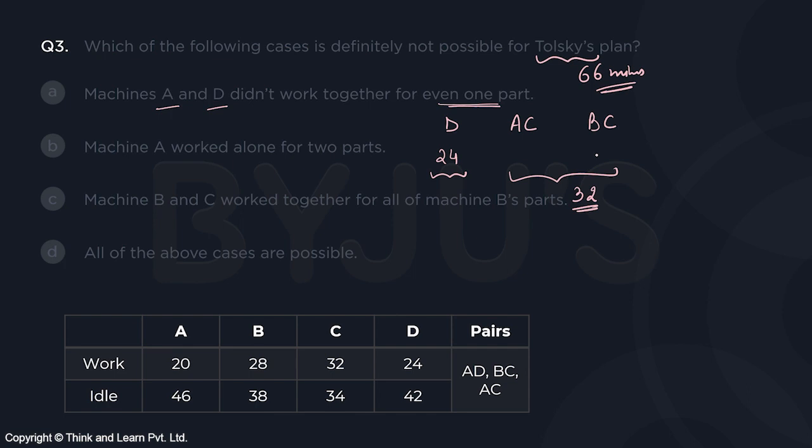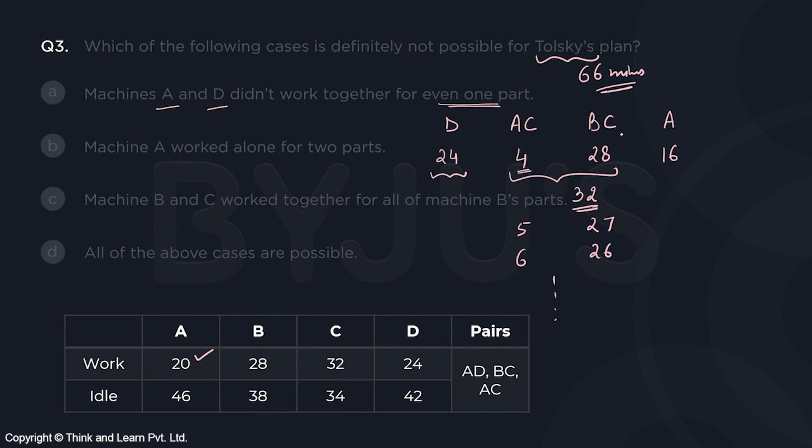Which can be, of course, in various ways possible. It can be 28 and 4. It can be 27 and 5. It can be 26 and 6. That way, there are various possibilities. If they work for 28 and 4, C's work is complete, even B's work is complete, but A has to work for another 16 hours. A has worked for 4, A has to work for 20, so 16 more hours are left.